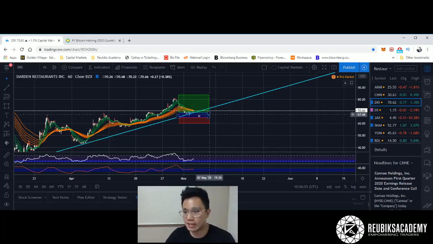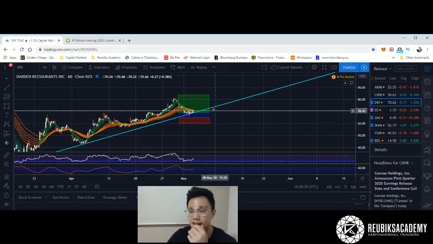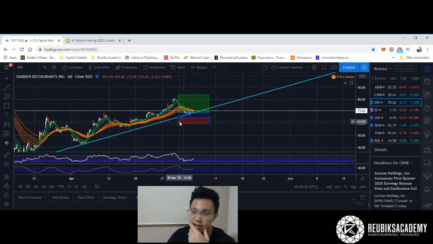You can enter in the blue area, which is between the price of 68 to 65 USD per share. Your stop loss should be somewhere between 64 to around $60. Your take profit zone will be around $80 plus, maybe probably 78 and above. That's where your take profit should be. That's where you'll see at least a reasonable risk to reward.